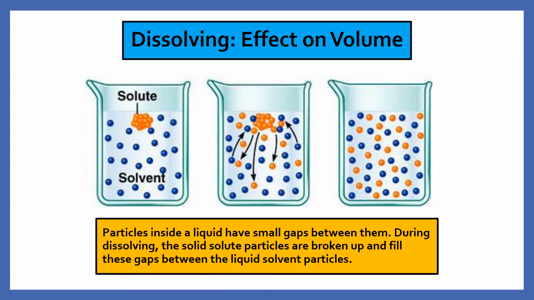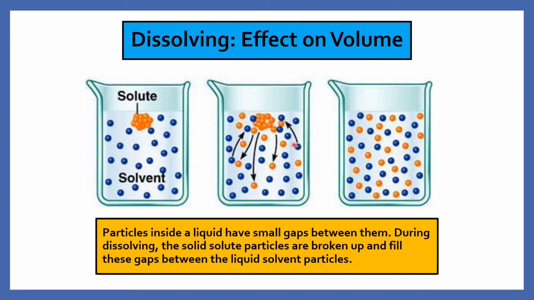Okay, so let's move on to the effect on volume during dissolving. As a quick recap, in dissolving you have your solid solute and your liquid solvent. They're going to dissolve together to make the solution. Remember that particles inside of a liquid have small gaps in between them. They're not massive gaps, not big enough to fit other liquid particles inside, but they are big enough to fit little small solute particles in between them.